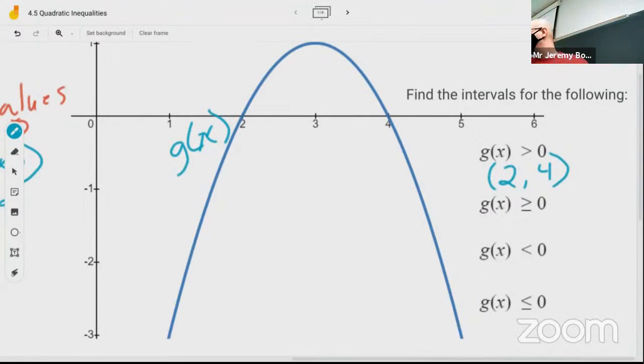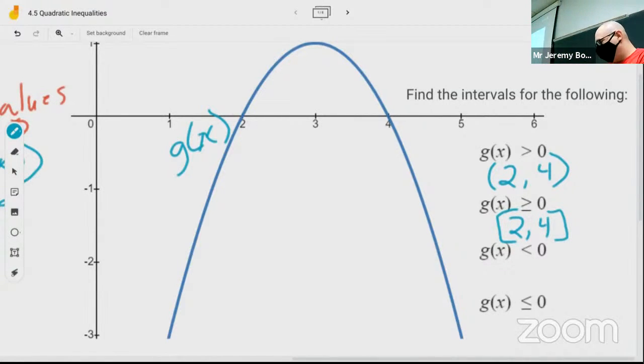Any questions on that one? You want to know where it's greater than or equal? Same interval, but you just include the 2. So that's where it's equal to 0.